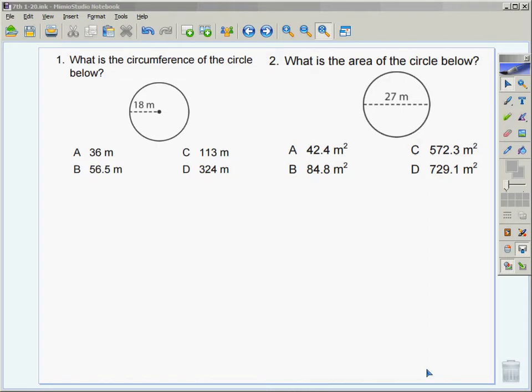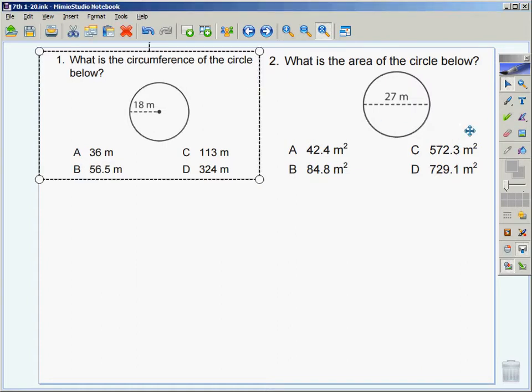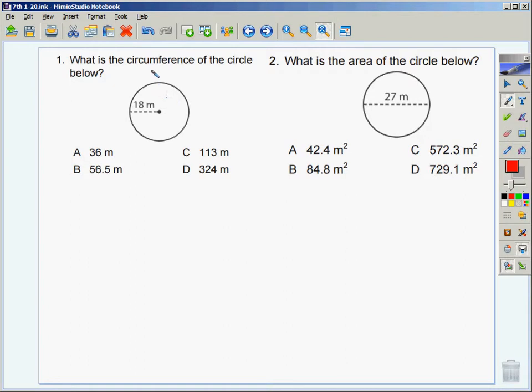Even if it's multiple choice. Although multiple choice is graded for right or wrong, I encourage you, if they're talking about circumference, that you know the formula for circumference. It's not on the reference sheet. You need to know what it is.